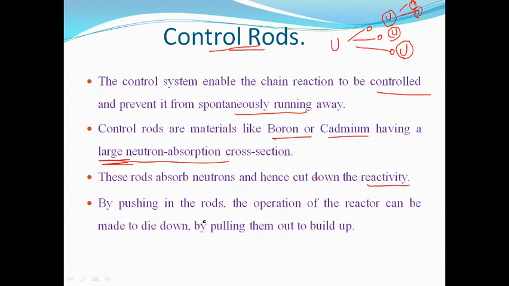For example, if we need to slow down the reaction, the control rod should be pushed in, and the operation of the reactor can be made to die down. So by introducing the control rod into the system, pushing the control rod down into the reactor core, the number of neutrons will suddenly be reduced and the reactor can be made to die down soon. The reaction can be controlled within a short span.